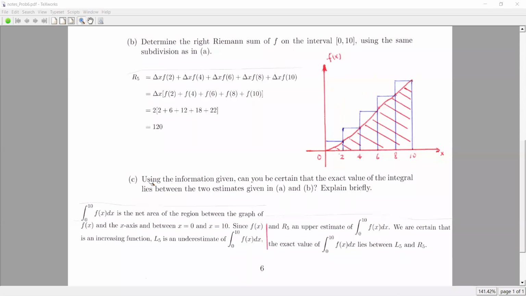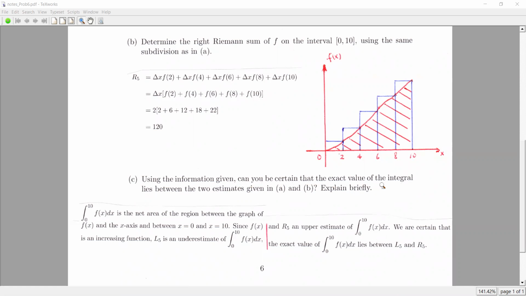Part C. Using the information given, can you be certain that the exact value of the integral lies between the 2 estimates given in Part A and Part B? Explain briefly. The answer to Part C is yes.